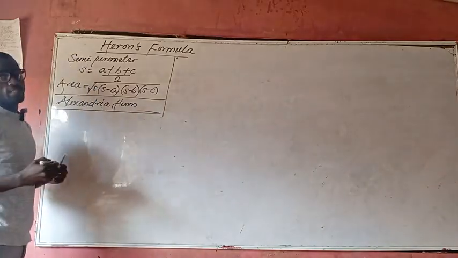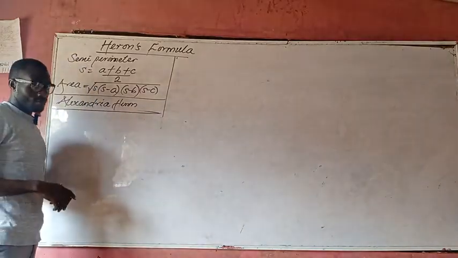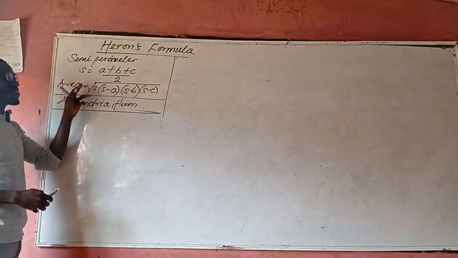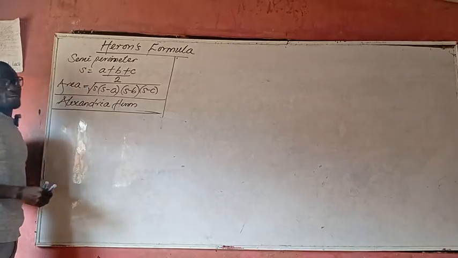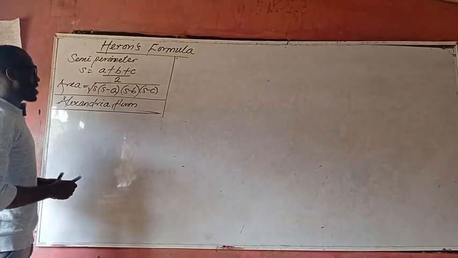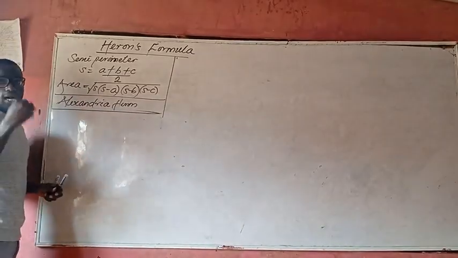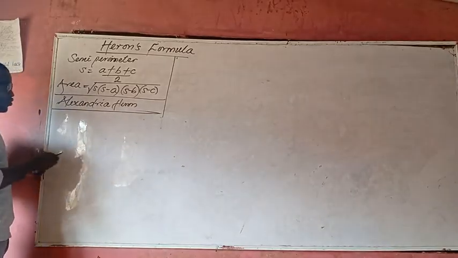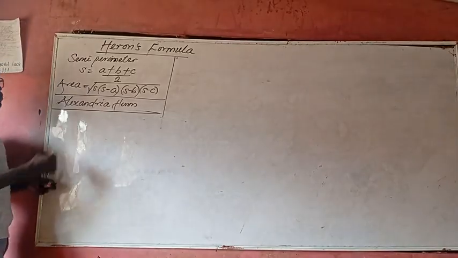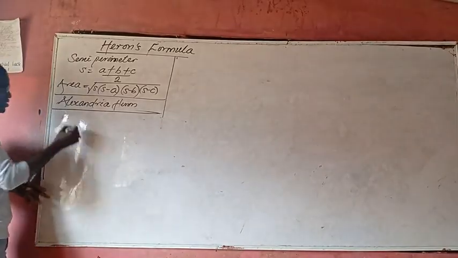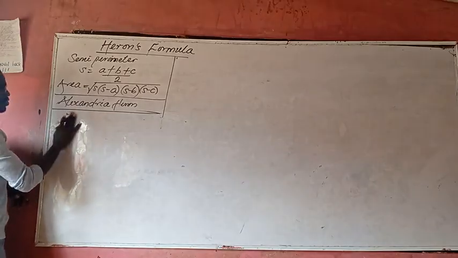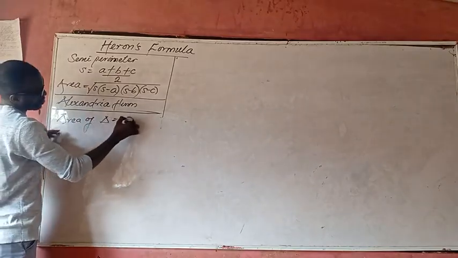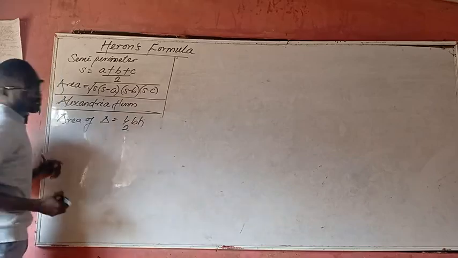Now, you know that this formula is typically used for calculating the area of scalene triangles. Okay, scalene triangle. It works well for a scalene triangle. You know the general formula for a right angle triangle, right? Which is basically half the area of a rectangle. Area of a triangle is what? Half base times height, isn't it?